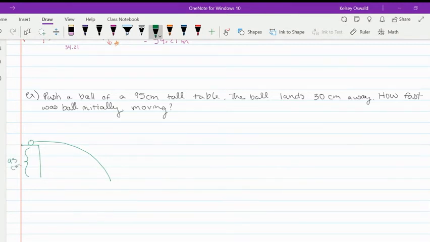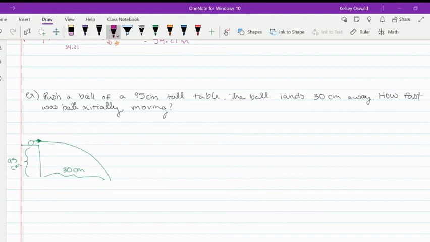Okay. And it also tells us that the ball then lands 30 centimeters away. So our ball is traveling a horizontal distance of 30 centimeters. Wow, I did not draw that picture to scale. Oh well. So we want to see how fast the ball was initially moving as it rolled across our table. So when that ball rolled across the table and eventually rolled off the edge, how fast was it moving?